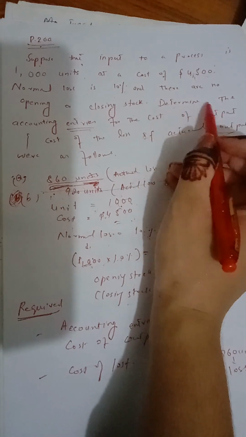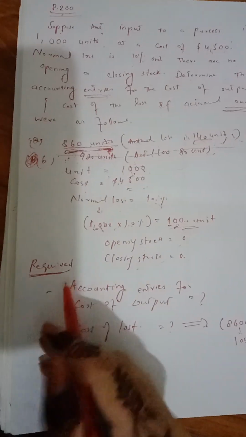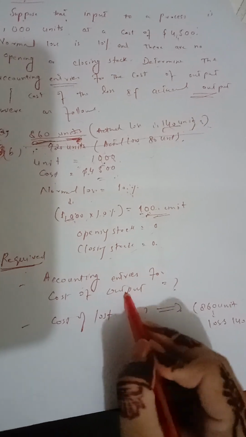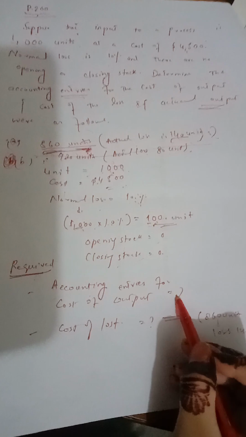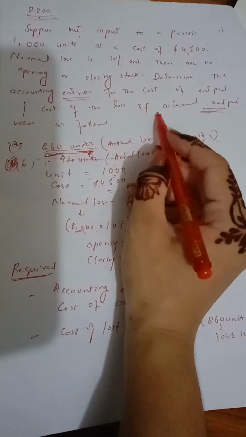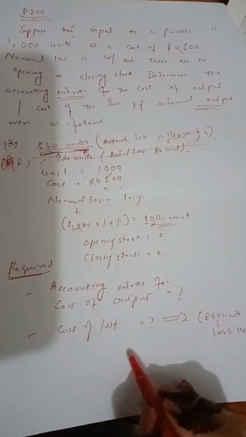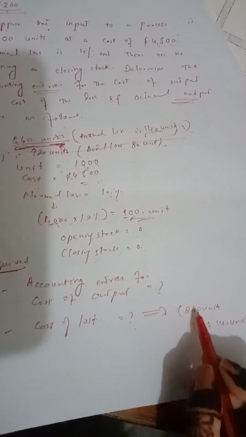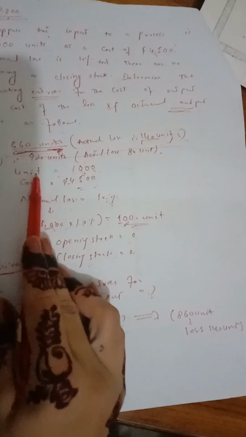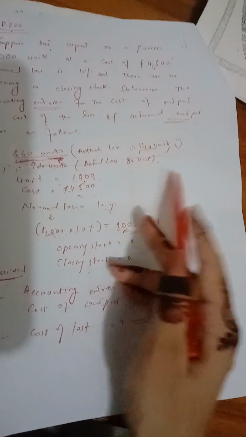Next, what do they require from us? They require that we determine the accounting entries for the cost of output. This is their requirement. And next they said to find the cost of loss if there are 860 units with a loss of 140 units, and secondly, 920 units with an actual loss of 80 units.